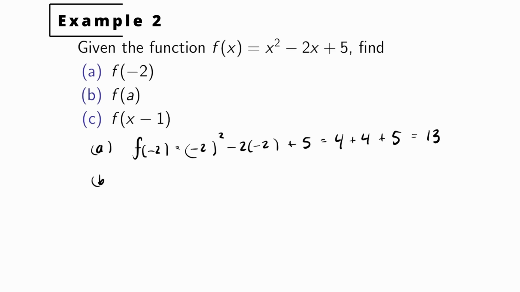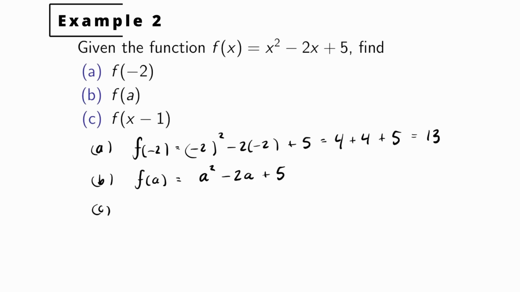For b, f of a, we're really just replacing one input variable, x, with a different input variable, a. So we simply rewrite the function rule, but we replace x with a. So it becomes a squared minus 2a plus 5.